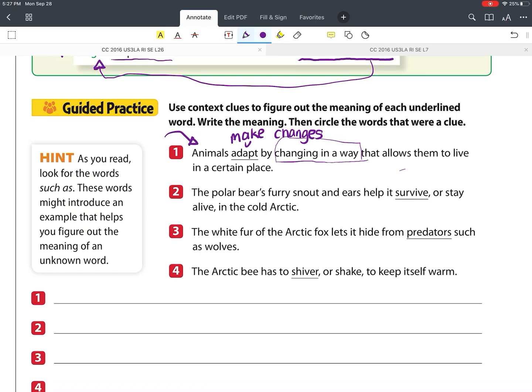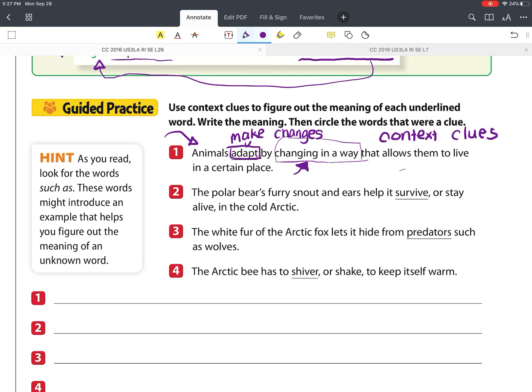Oh, I just looked at the rest of my sentence and I was able to kind of guess what adapt means. And I don't have to be perfect. It doesn't have to be the exact dictionary definition of this word. I'm using my context clues to figure out what that word might mean. Because if I don't know the word at all, I can kind of guess what it might mean. So let's take a look at the next sentence.